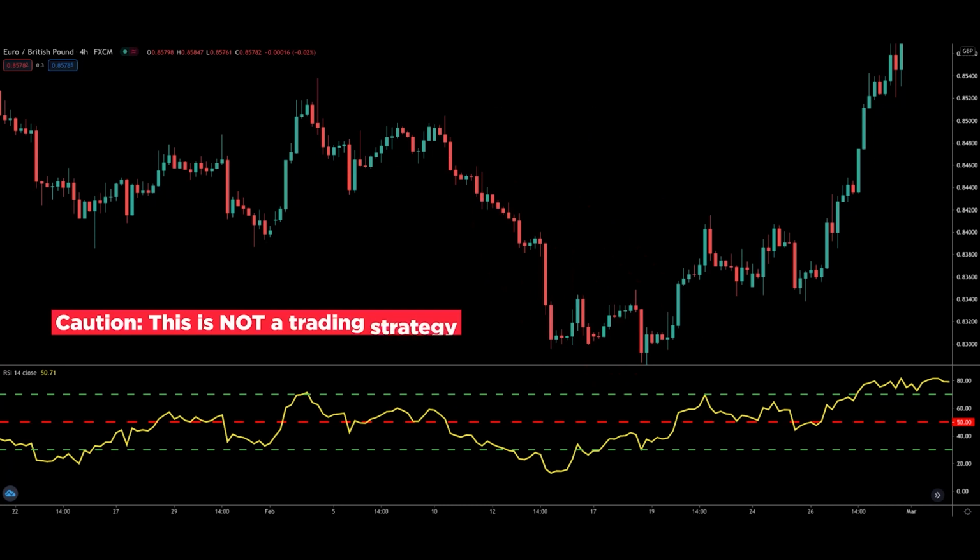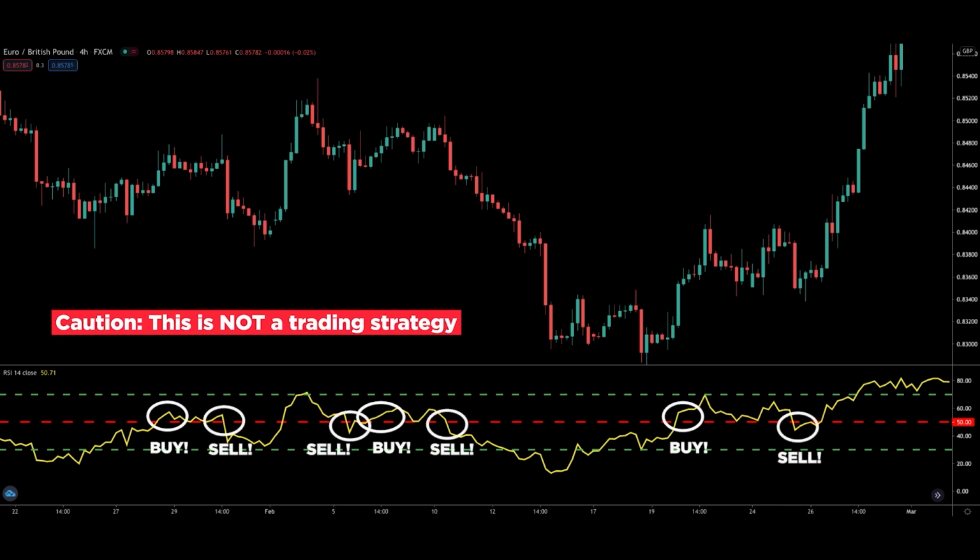A word of caution when it comes to using it this way. This is just an idea of how you can incorporate the relative strength index into your trading strategy. It is not an entire trading strategy on its own. I'm not saying that you should blindly buy whenever the relative strength index goes above 50 and blindly sell whenever the relative strength index drops below the 50 level. This is just a quick cheat sheet on how you can use the relative strength index.